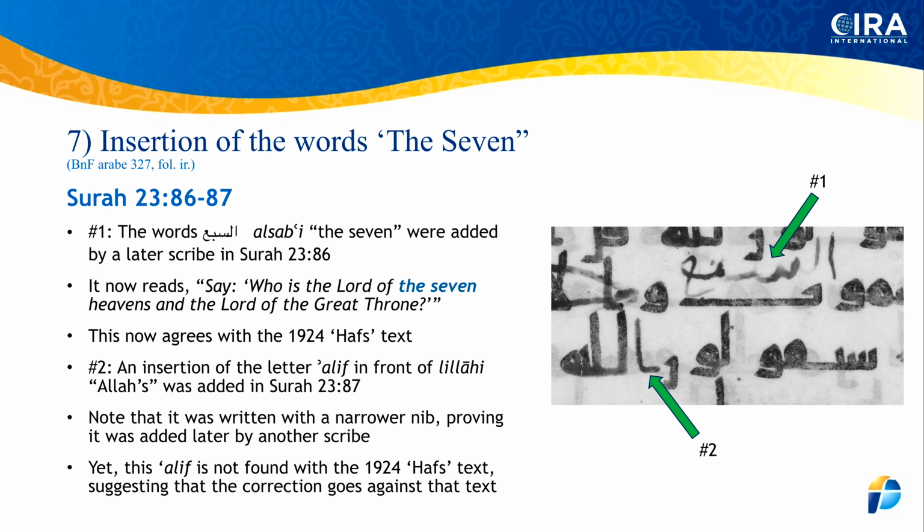Okay, now we're coming to another problem. On the same page that we're looking at here, I want you now to look back at this slide again, and look at number 2. Now, remember what I've been saying. Every one of these corrections, the first 6 that we've looked at, are standardizing to the Hafs text, standardizing to the 1924 text that was standardized in Cairo, then in 1936 in Egypt, and then in 1985 all around the world. That Hafs text became the standard. We're going to show you now where there's a correction that has been added at a later date, but it doesn't agree with the Hafs text. We're going the opposite direction.